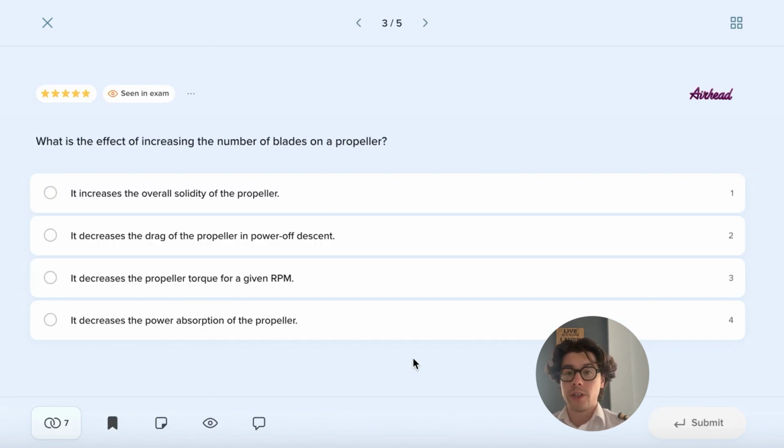Also remember that for VB, the gust penetration speed, this ensures that we can take up to 66 feet per second gusts, as this can also be asked in these questions. But now, question number 3.